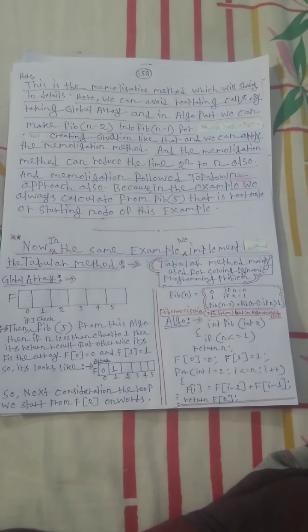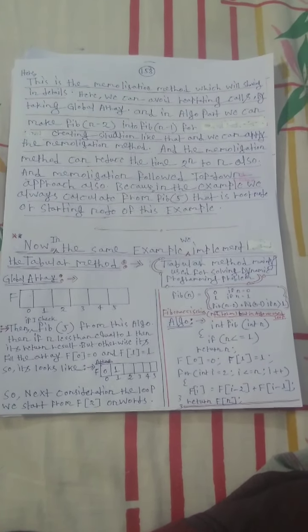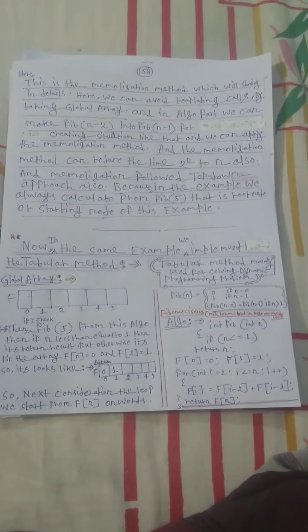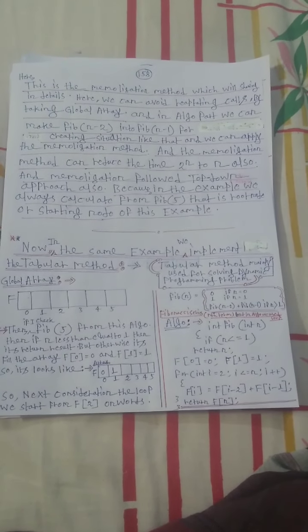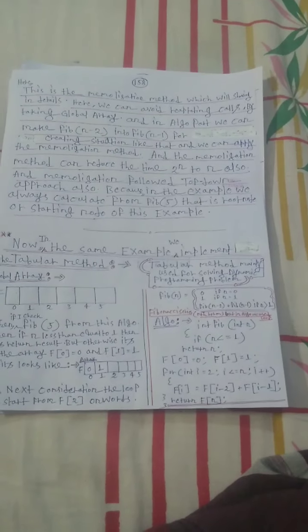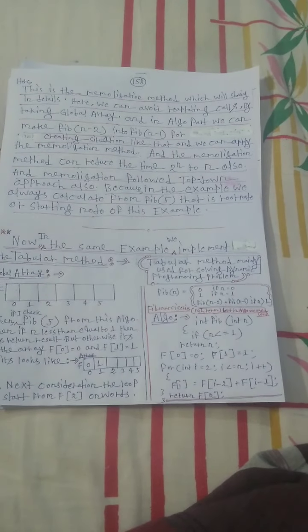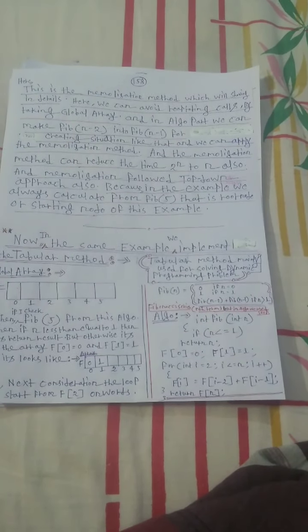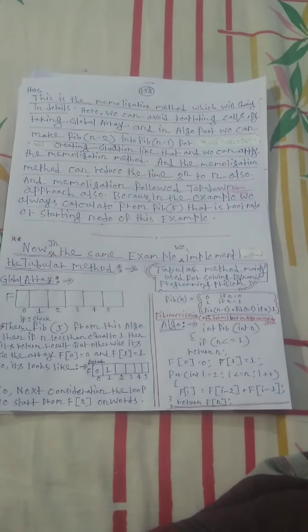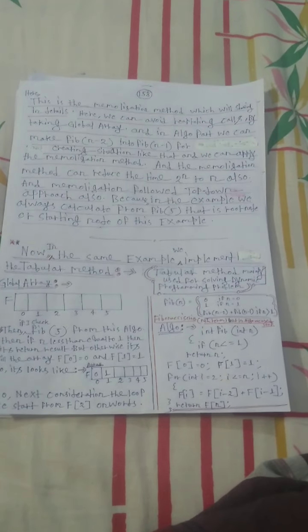But here, for the Fibonacci series nth term, the algorithm uses a loop. In this algorithm, int fib(int n): if n is less than or equal to 1, then it returns n. Otherwise, f0 is equal to 0, which is already predefined, and f1 is equal to 1, also predefined. Then the loop continues from 2 to n.